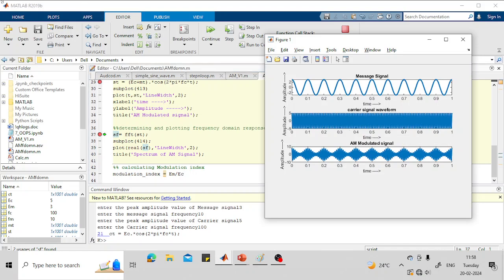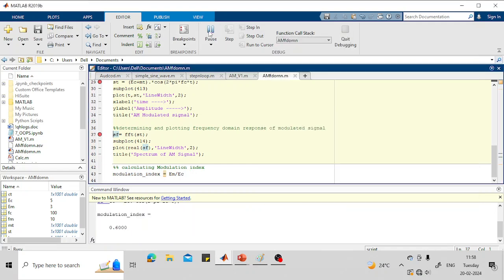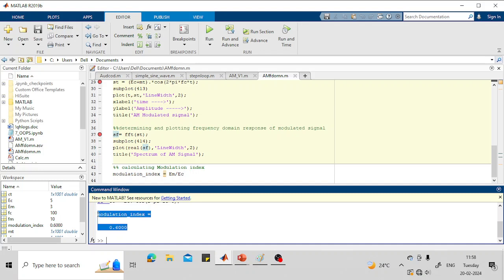Okay, let's see how the spectrum looks. I'll be continuing this, so the spectrum and the modulation index. You can observe here, very interestingly, we have got a modulation index of 0.6 because EM was 3 and EC was 5. 3 by 5 goes to 0.6. Okay, fine. But our area of interest is to get the frequency spectrum of the AM signal, right?